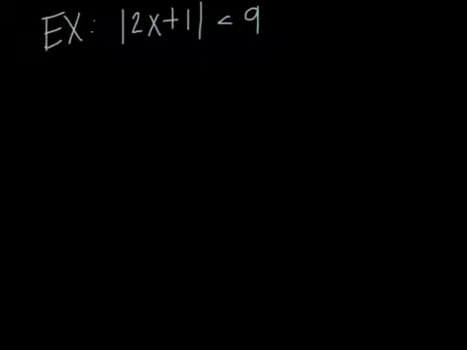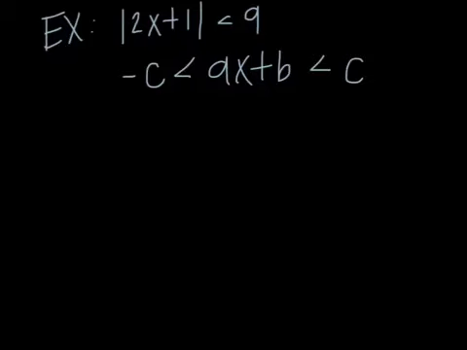For the next example, we have the absolute value of 2x plus 1 is less than 9. If I look at the chart that I showed you guys in the beginning, we're going to use negative C is less than AX plus B, which is less than C. C is, in this case, 9, so I'm going to have negative 9 is less than 2x plus 1, because that's the stuff inside the inequality, which is less than 9.